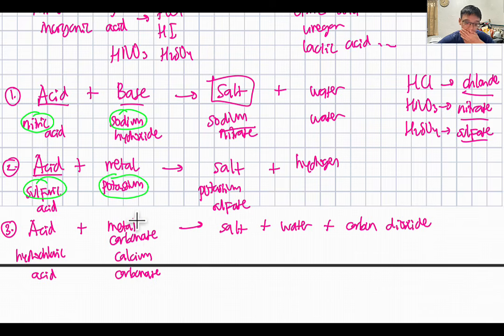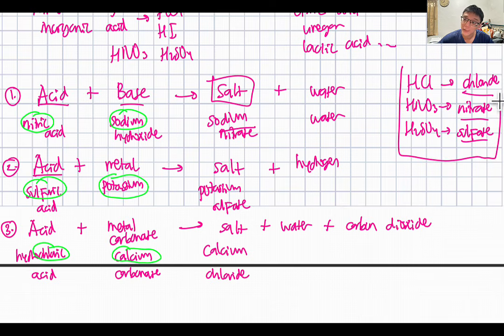So technically it's the same. We take the metal part from the metal, and then take the negative part from the acid. Therefore we have calcium chloride and water and carbon dioxide. So in order to make the salt, always take the metal part and then the negative ion part from the acid. And the negative ion part from the acid will always be like this: hydrochloric acid, chloride, nitrate, and sulfate. I think these three are the most common ones.